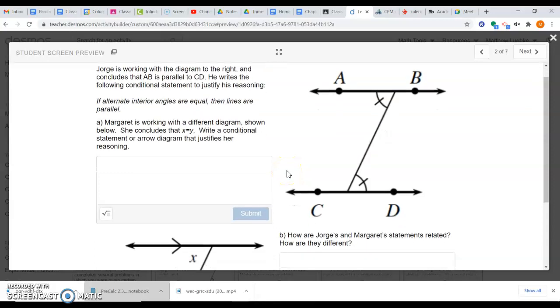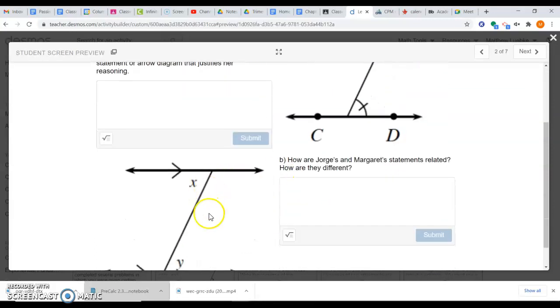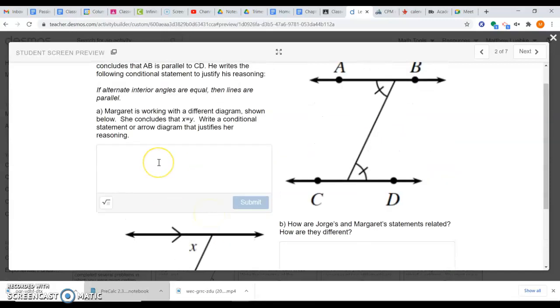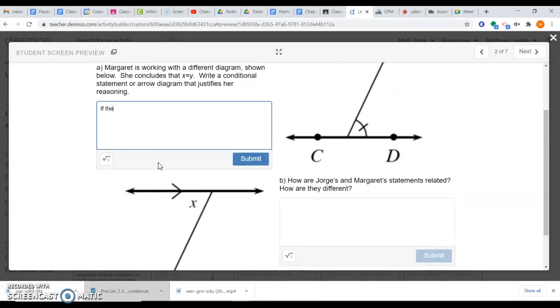Well, Margaret is working on a different diagram shown below, and she's concluding that X equals Y, okay? And we want to write a conditional statement or an arrow diagram. We're going to be more on the conditional statement side of things today because we're typing it, okay, that justifies her reasoning. And so we're trying to say, if this, then X equals Y. Well, what we can say here is, if the lines are parallel, then X equals Y, we'll say. We could say must equal, but I'm just going to say equals Y because that's what we were trying to justify there, is X equaling Y.